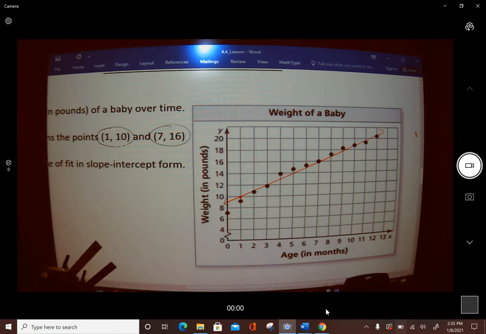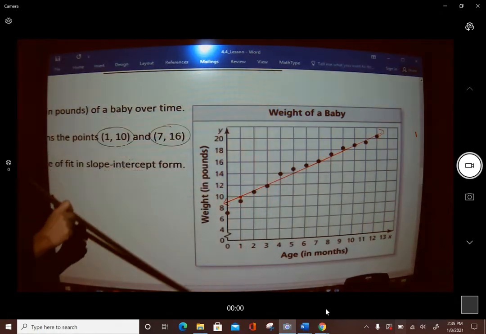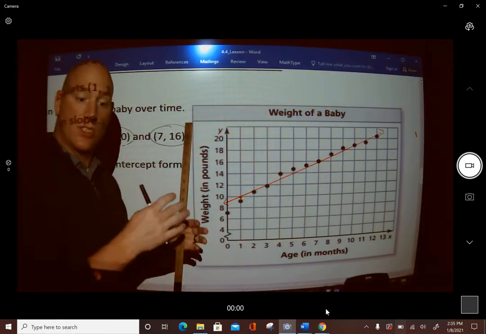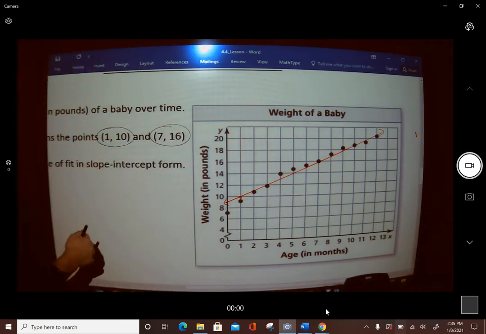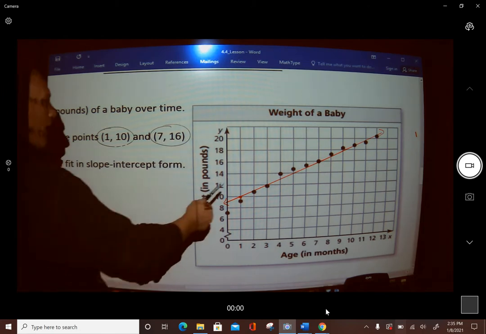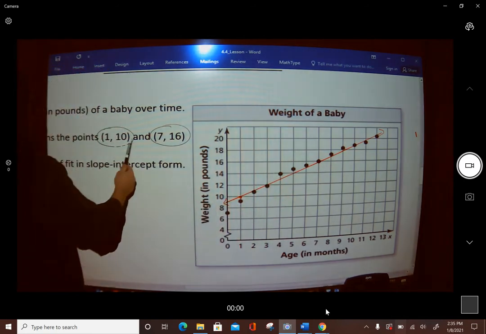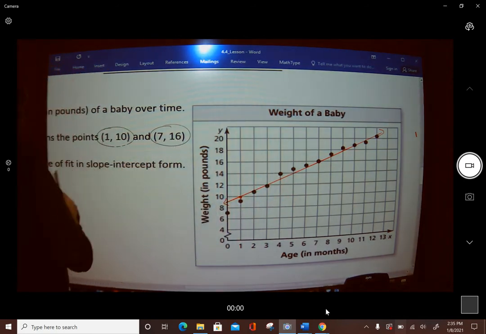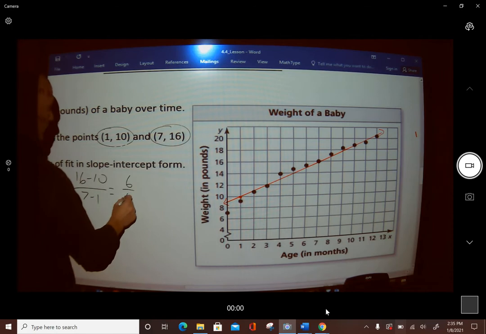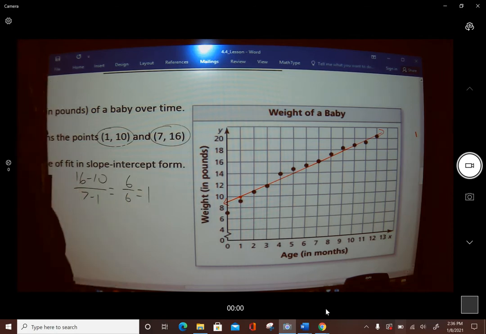Now we need to come up with the equation of this line. This goes back to everything we just learned in 4.1 through 4.3. We have 2 points, we need to write the equation of the line. So all we're going to do is find our slope. But the nice thing is, since we graphed it, we could even count it. You can use the slope formula, 16 minus 10 over 7 minus 1. You end up with 6 over 6, or 1.